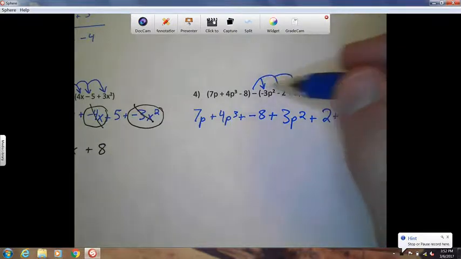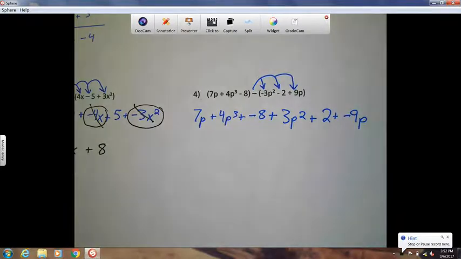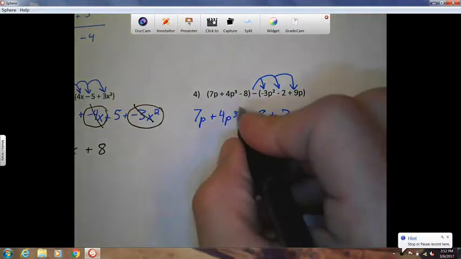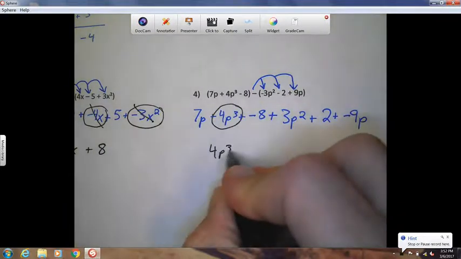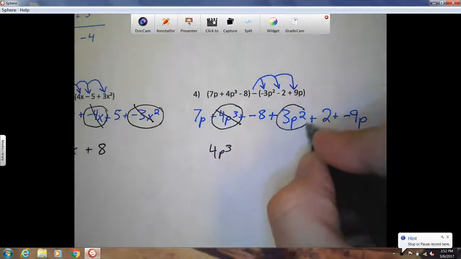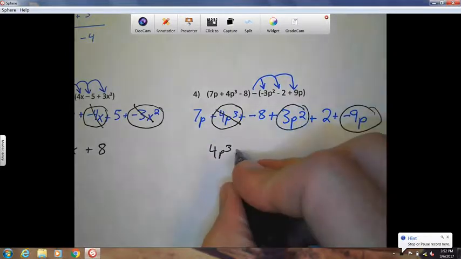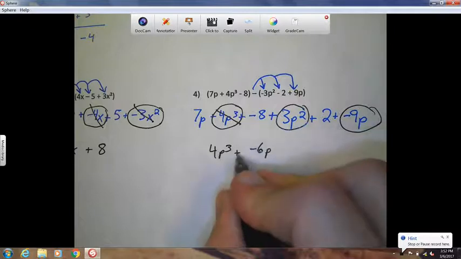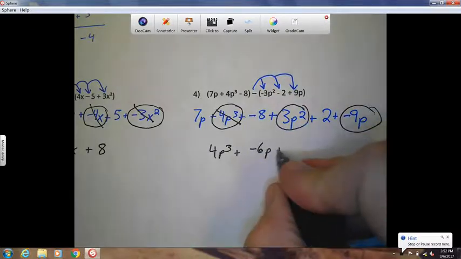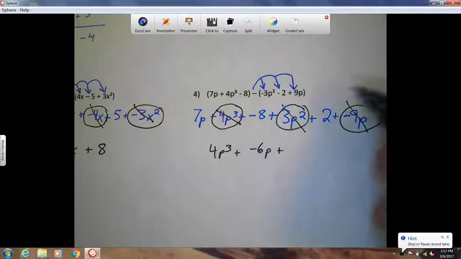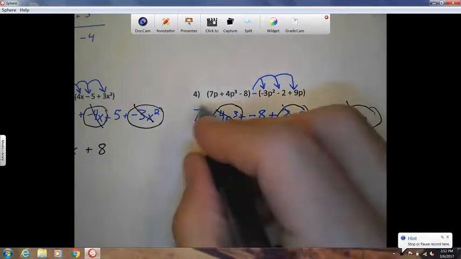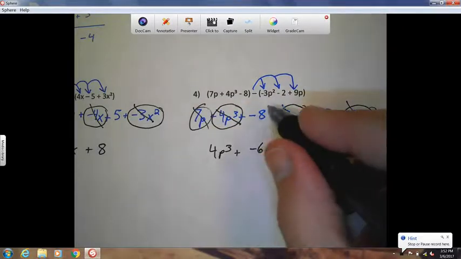Now I just look at your like terms. That's the only cubed. Here's a squared, here's a squared. Notice everything is separated by a plus sign. 7p. And then negative 8, positive 2, negative 6.